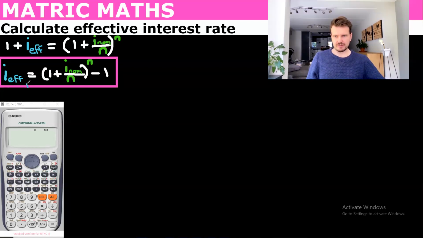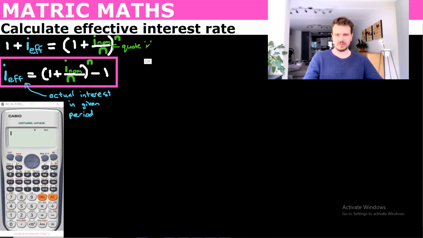So I is the effective interest rate. So this is what you're actually getting, right? So this is like your actual interest in a given period. Okay, often it's just annually. And then nominal, this is the quote. This is like what your bank will quote you. So we can think of that as like your quoted I. And then the n is the number of times it gets compounded.